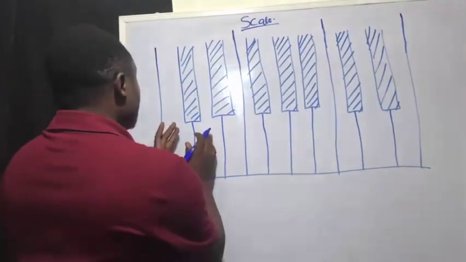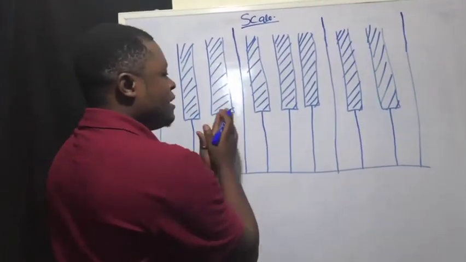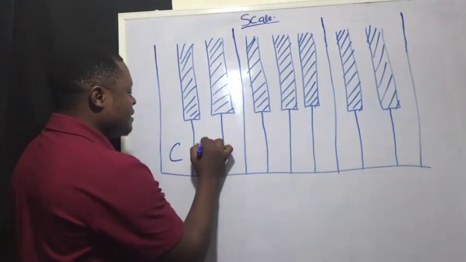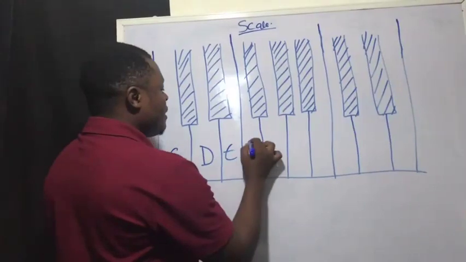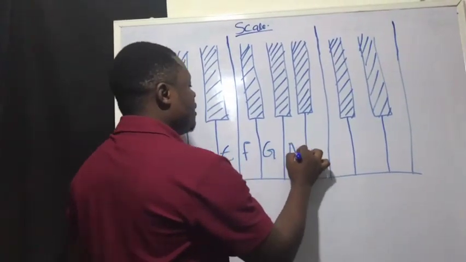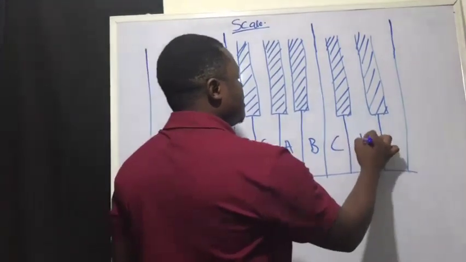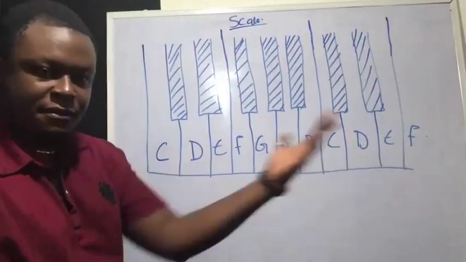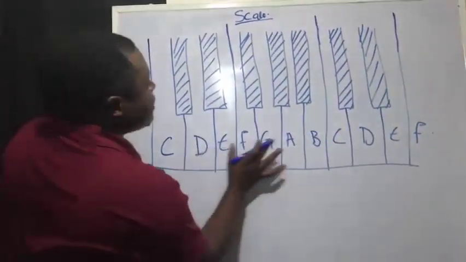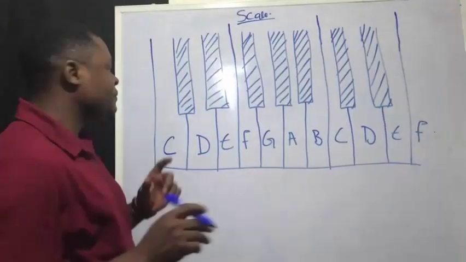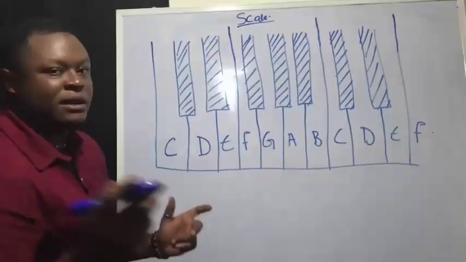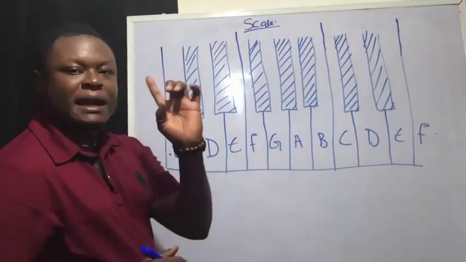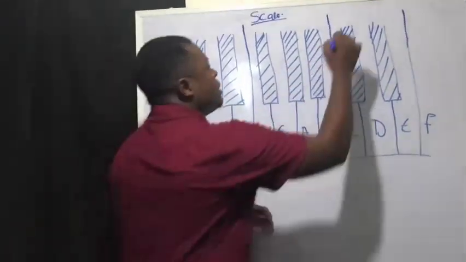Now, at every place you see two black keys together, C is here, D is here, E, F, G, A, B, C, D, E, F, till infinity. Now, we already have this. To get our major scale, let's assume we want to play on this. To get our major scale, we are going to apply the principle I gave us before.